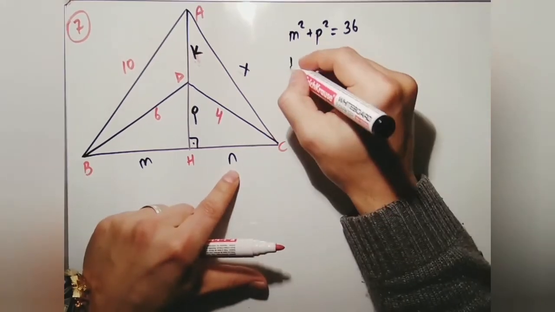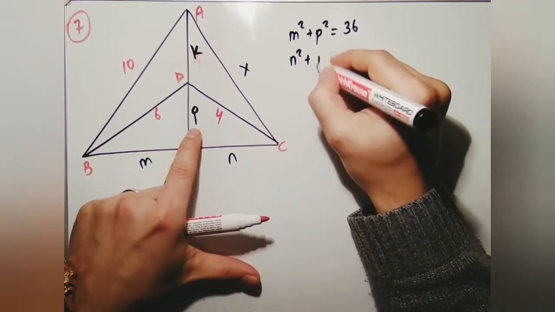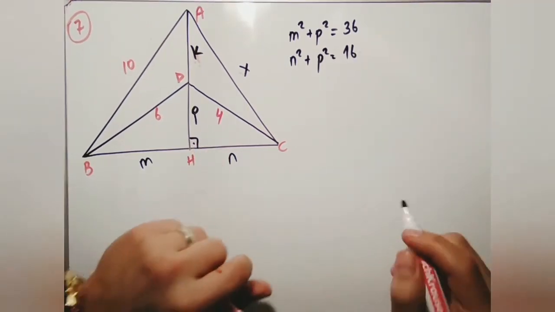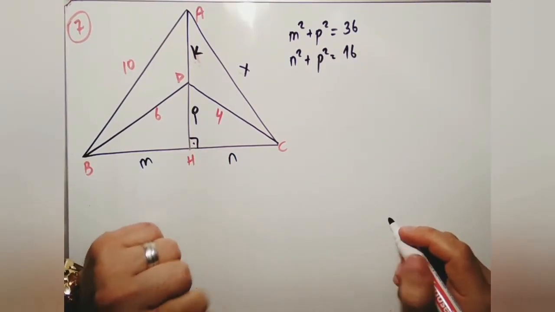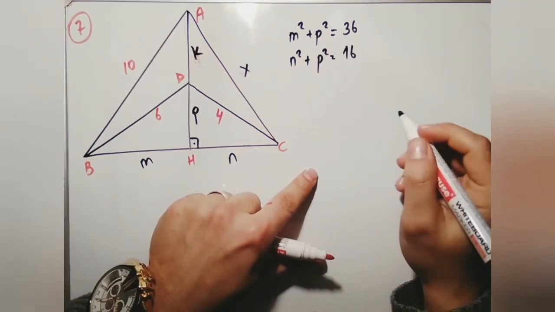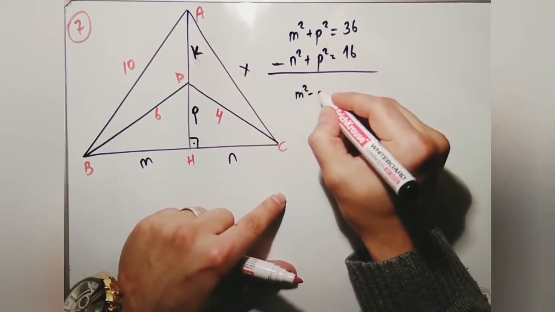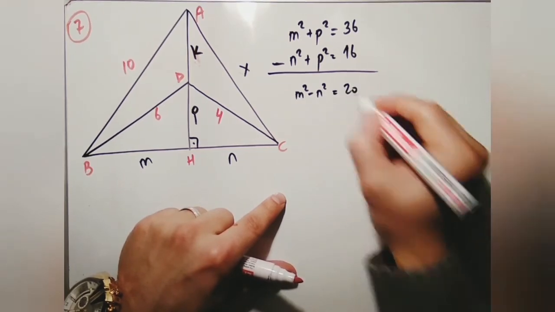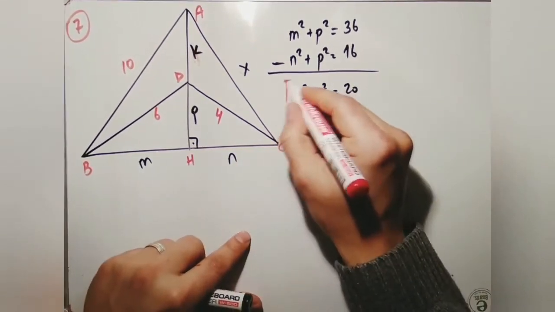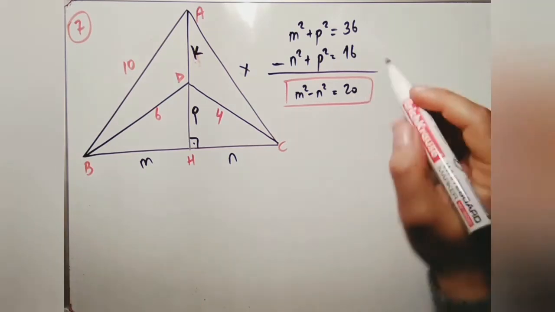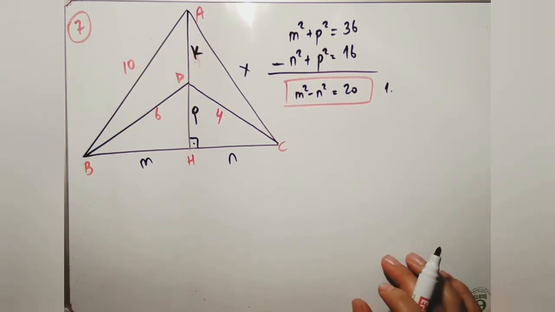And n squared plus p squared is equal to 4 squared, which means 16. When we take the difference between these two expressions, we will have m squared minus n squared is equal to 20. It is the first equation that we found: m squared minus n squared is equal to 20. It is the first one.